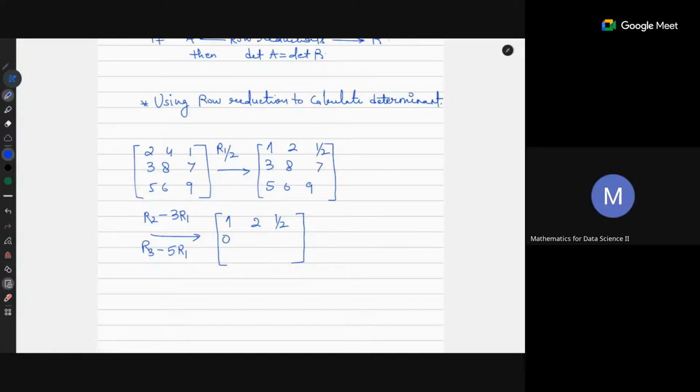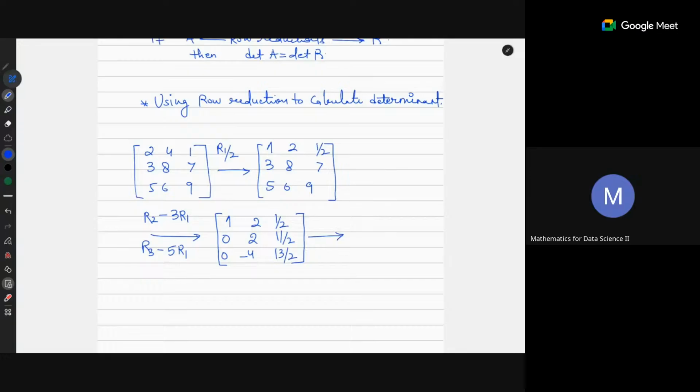Yeah. So now you remove 3 times R1 from R2, and we do this just to make the element below the 1 zero, to satisfy the condition in REF or RREF. Because there cannot be another leading entry below the leading entry. The other leading entries should be to the right of that, so all the entries below the leading entry should be 0. Okay, so now let's do that. What will we get? We will get 0, 2, 11 by 2, and 0, minus 4, 13 by 2.